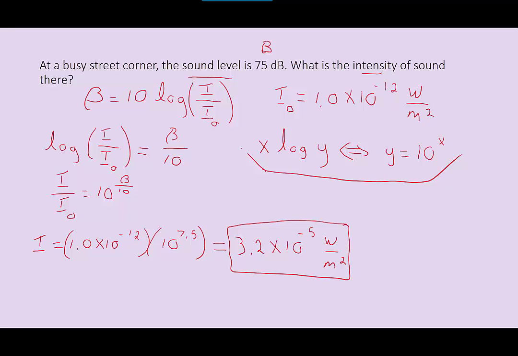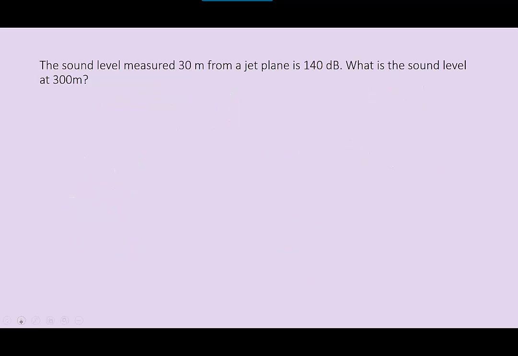All right, let's do one more. The sound level measured 30 meters from a jet plane is 140 decibels. What is the sound level at 300 meters? So we're trying to figure out the sound level and not the intensity. There's actually two ways that you could approach this problem. One is through the intensities and the other one is through the sound levels.